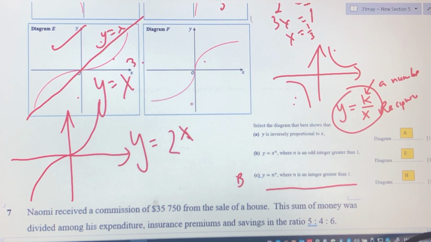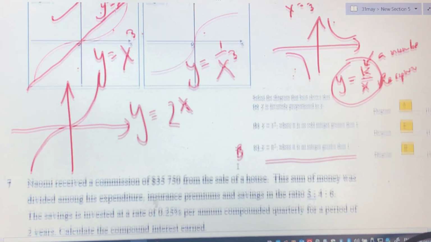Alright, you think about it. Should this be y equals 1 over x cubed graph, since it is symmetrical about the line y equals x? You think about it. Okay, now we go to the next one.